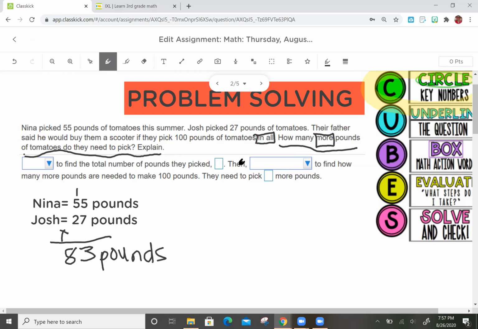Let's continue with the sentence. Then blank to find out how many more pounds are needed to make 100 pounds. They need to pick blank more pounds. If I want to find the difference, that's an important math word for subtraction. If I need to find the difference between 100 pounds and 82 pounds, I would need to subtract. So I'll go ahead and type that out, and this is the second part you will have to complete. 100 minus 82.